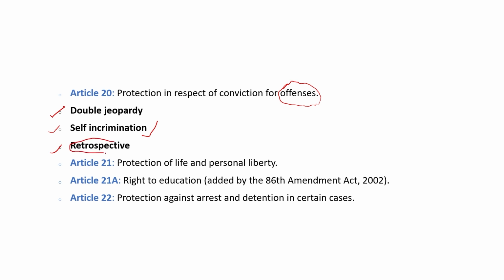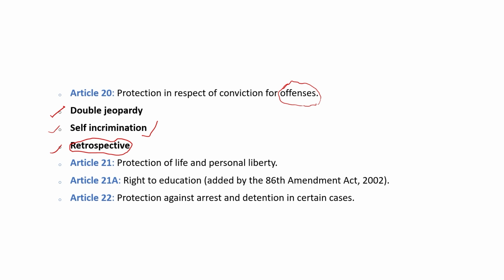Retrospective means if you committed a crime today, then you will be punished by the punishment for today. If you slap a person today, and the punishment for a slap today is 6 months imprisonment. Let's suppose your case is in court, and after 10 years the court finds you guilty and punishes you. The court cannot punish you on the basis of the punishment after 10 years. It will punish you on the basis of the punishment at the time when you committed the crime.